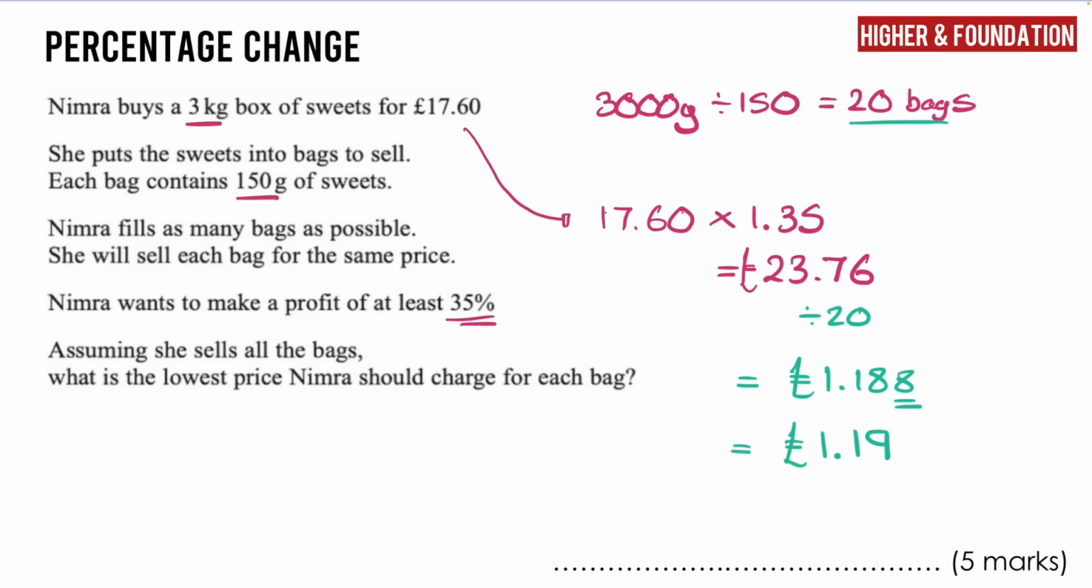£1.19, which is the smallest amount that she can actually sell them for, and £1.19 times 20 would give her £23.80, and she'll make that 35% profit, just over, but she makes at least 35%. So there we go, £1.19, and that was looking at a percentage change there.